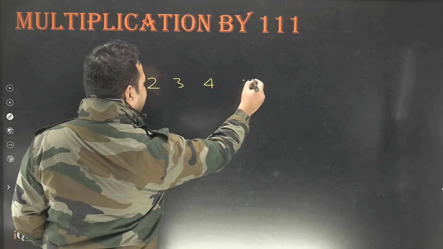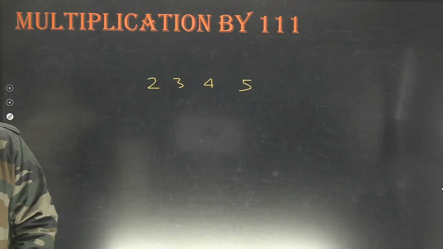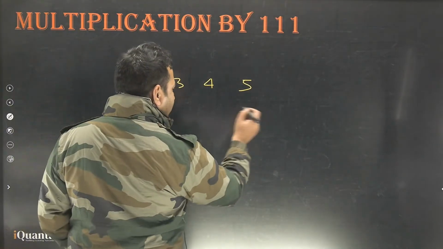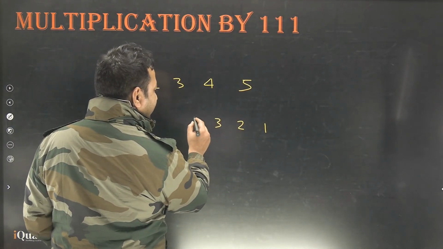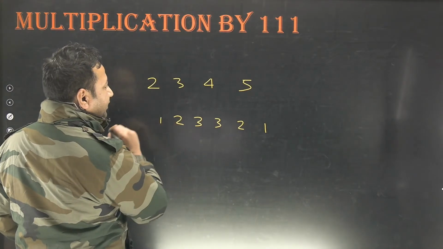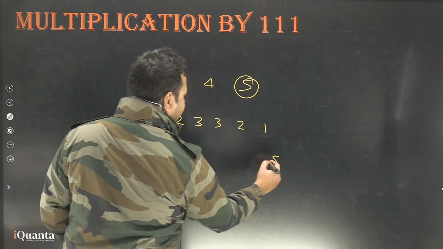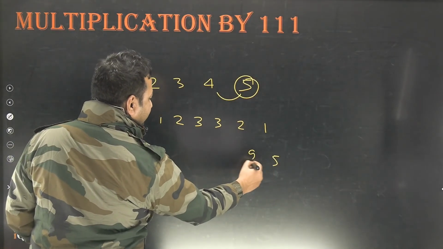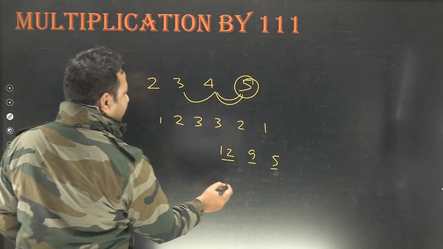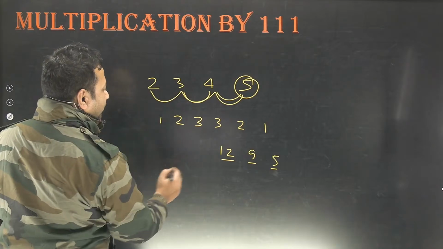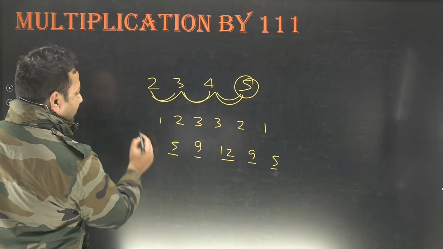For example, we have 2, 3, 4, 5. There are even number of digits. Now what will happen? So 1 digit, then 2 digits, then 3 digits, then again 3 digits, then 2, and then 1 digit. So how does it happen? 1 digit, 5 comes here, 2 from the right, 4 plus 5, 9 comes here, 3 from the right, 3 plus 4 plus 5, 12 comes here, 3 from the left, 2 plus 3 plus 4, we have 9, 2 from the left, 2 plus 3 is 5, and then 1 from the left, we have 2.